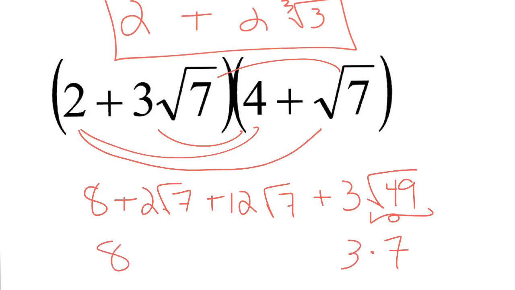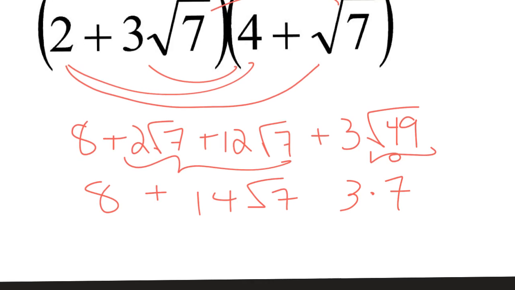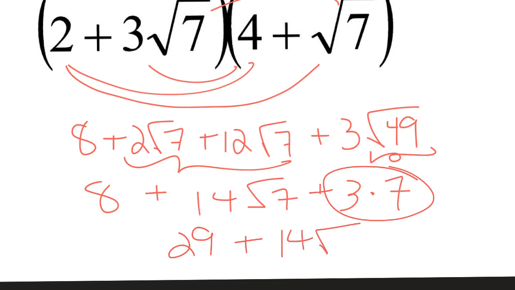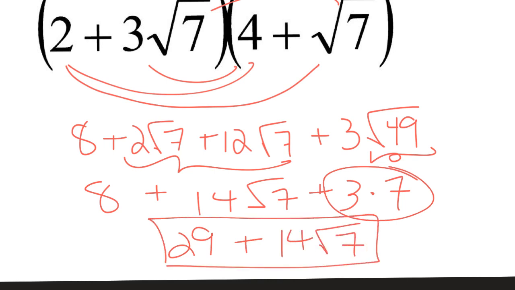Over here we have 8 plus, these are like terms, 2 plus 12 is 14 radical 7. And then I want to point out that here at the end, this is 21. So we can combine that 21 with the 8, and our final answer would be 29. That's 21 plus 8, plus our irrational part, 14 radical 7. That would be the answer there.